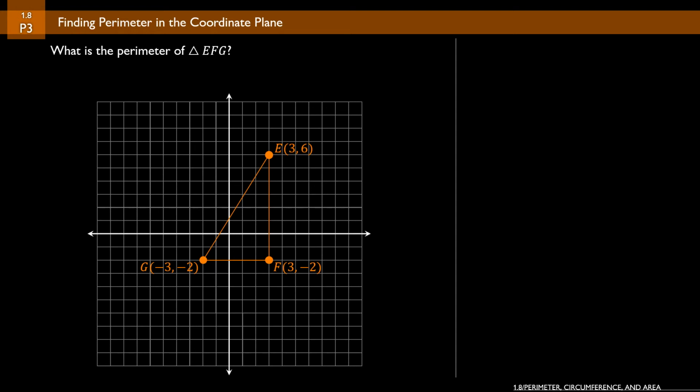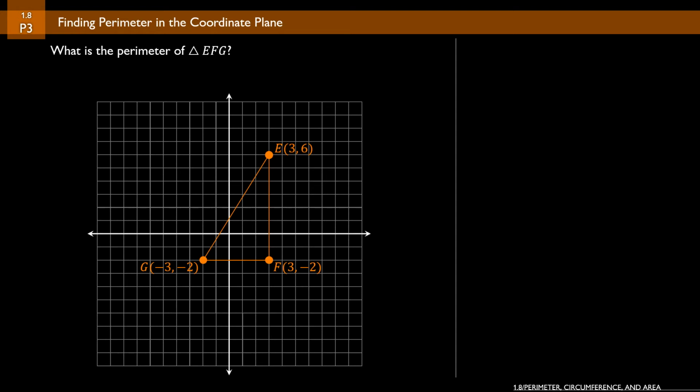triangle. So what I'm going to do is take a look at the y values and the x values of a couple of the points to determine if it is in fact a right triangle. We look at G and we see that G has a y value of -2 and F has a y value of -2. That means that they're directly across from each other and a horizontal line connects them.